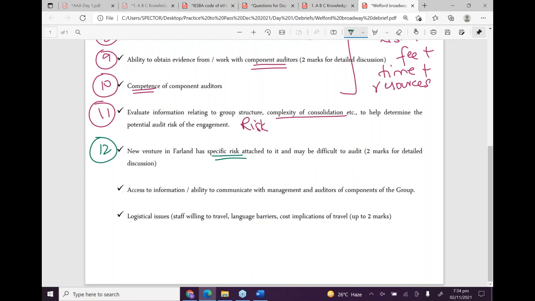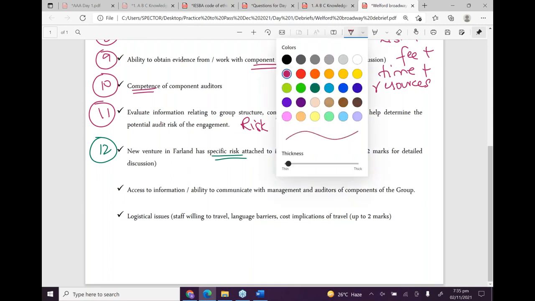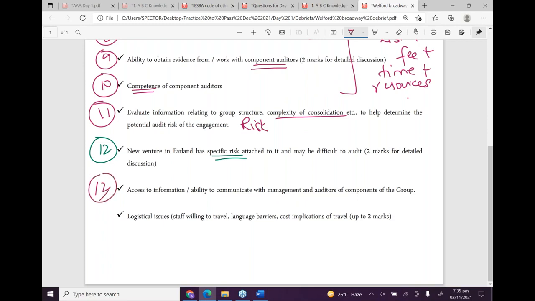So any discussion related to Farland would be separate marks. Because I'll be communicating with different auditors, access to information and ability to communicate with these auditors is a separate mark. For international audits, and this is again the easy mark, logistical issues like language barriers, travel cost, and cost implications can get up to 2 marks in the AAA exam.